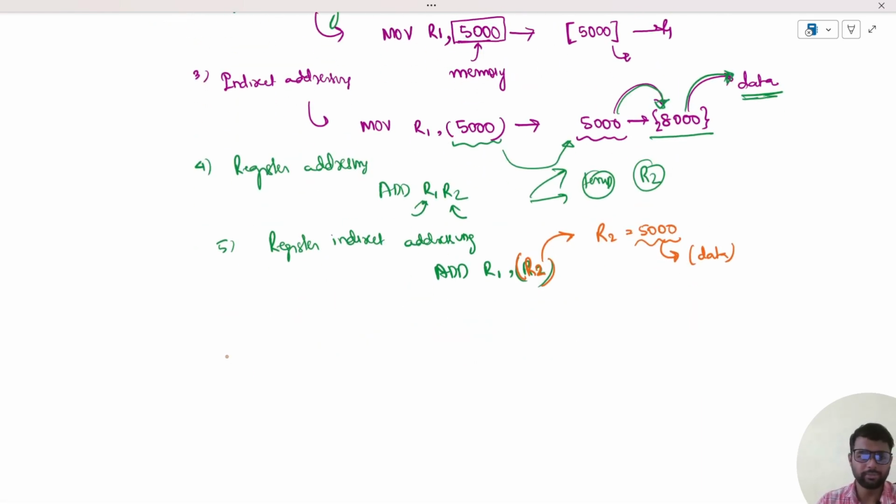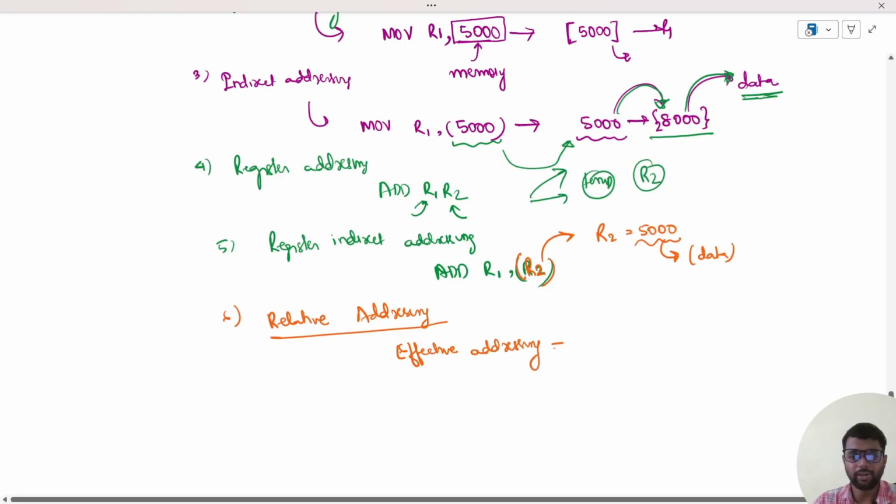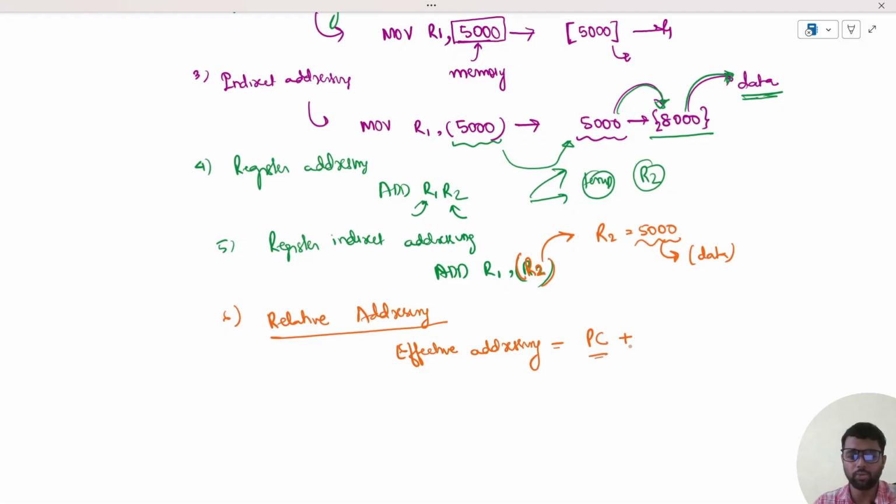The other addressing could be relative addressing. Relative addressing is very important. How do we calculate the effective address from where the data has to be fetched? The effective address basically comes by combining the address that is in the program counter. What does the program counter hold? The program counter holds the address of the next instruction that is to be fetched, plus the offset. So this is the effective address in case of relative addressing.